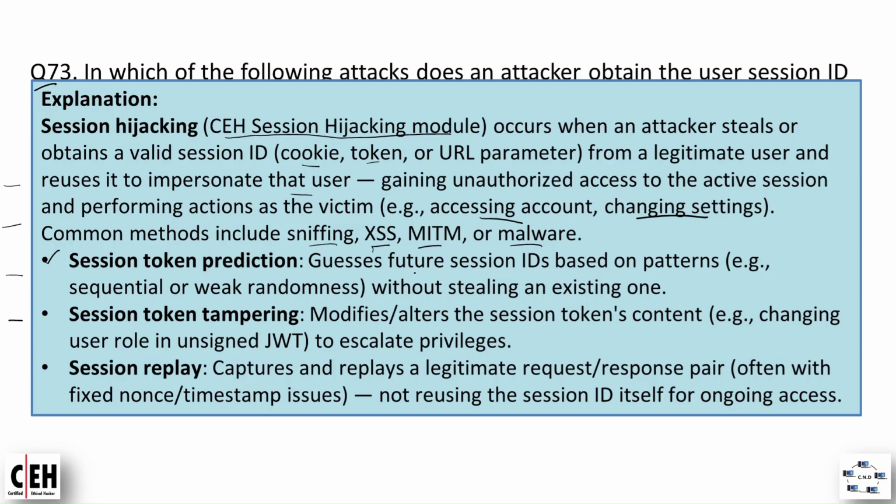Session token prediction guesses future session IDs based on patterns, for example, sequential or weak randomness, without stealing an existing one. Session token tampering modifies or alters the session token's content, for example, changing the user role in an unsigned JWT to escalate privileges. And session replay captures and replays a legitimate request-response pair, often with fixed non-timestamp issues, not reusing the session ID itself for ongoing access.